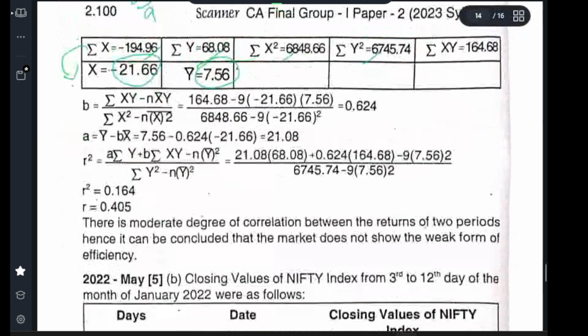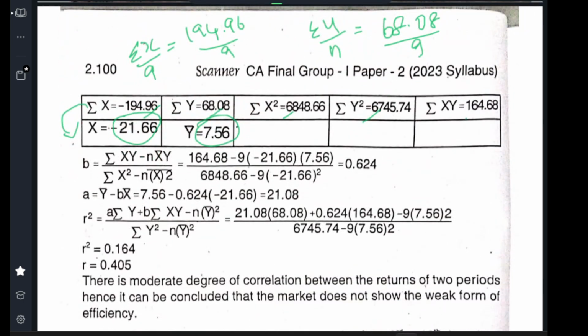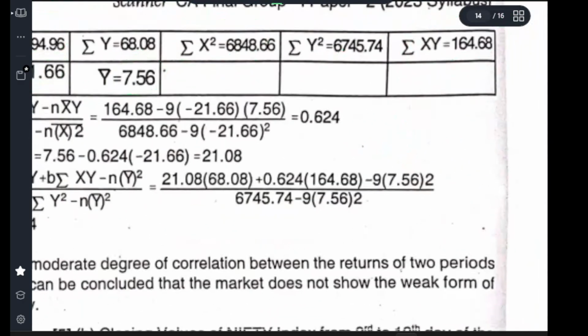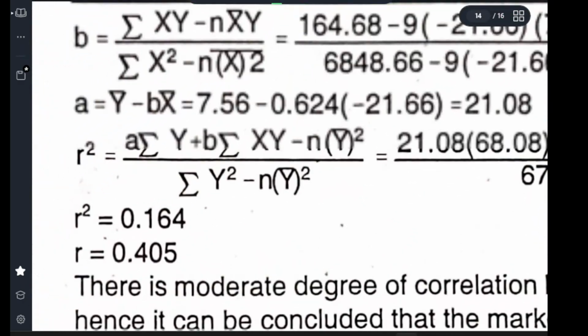To get the formula, what they say is this: sum of XY minus 9 into X bar and Y bar, divided by sum of X square minus N into X bar square. The formula is very simple. What they are doing simply, first they want X and they want Y. To get the X, you can write the formula.